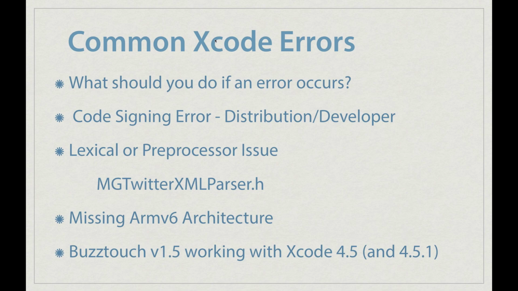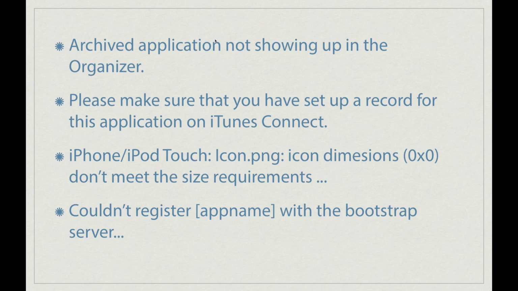We've got the archived application not showing up in the organizer. I've had that once. Then there's another error that comes up, which is please make sure that you've set up a record for this application on iTunes Connect. I had that very recently, but it's a very, very simple fix. It's not an error really, it's just saying you need to do this, and it's just clicking a button. It's that simple.